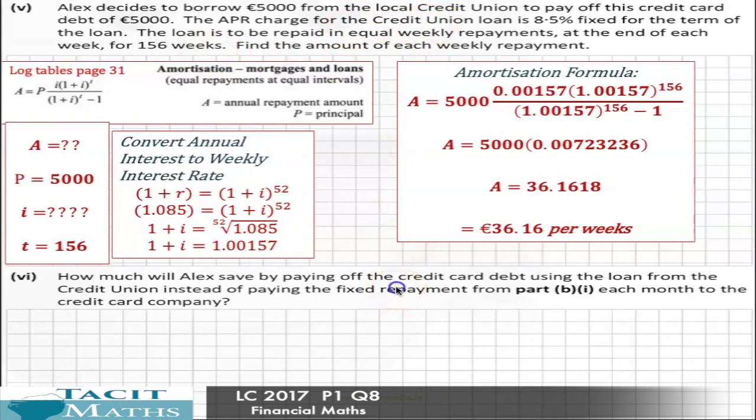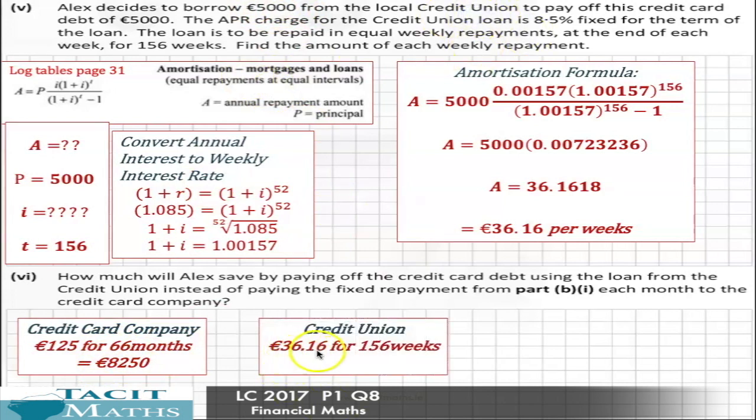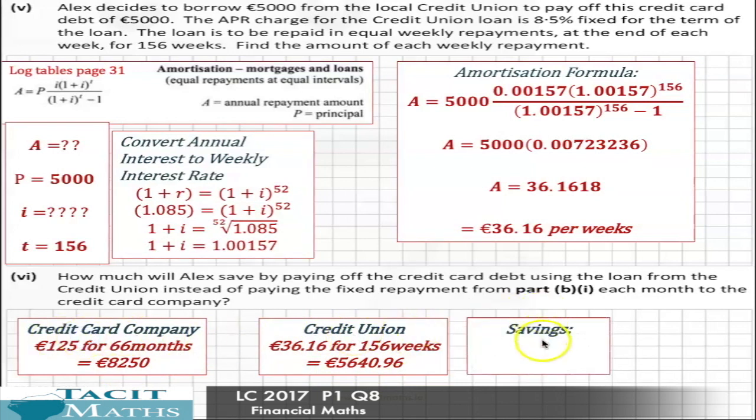Well, if you look at how much he actually ends up paying the credit card company if he paid it off that way, he was paying €125 for 66 months. So that ends up paying 8,250. So for a €5,000 loan, he'd end up paying that much. Whereas for the credit union, he's paying €36.16 for 156 weeks, which only comes out as that much. So you can see that he's actually saving a huge amount by going with the credit union as opposed to the credit card company. And how much exactly is €2,609 he's saving? It's just an interesting, brilliant question, as I said, for understanding how loans work.